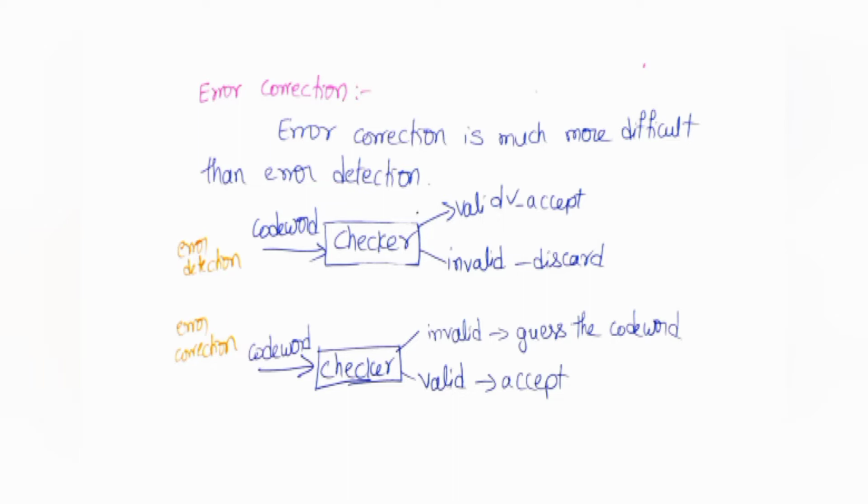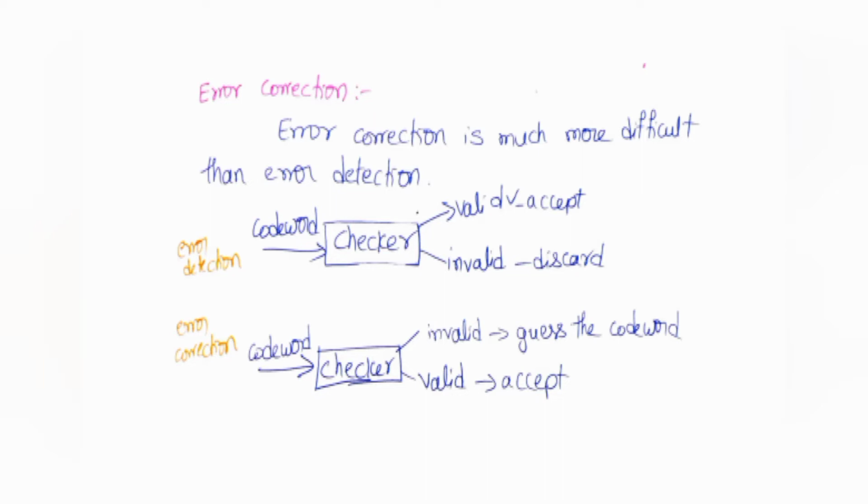So what is the difference between error detection and correction? In the case of error detection, we are just finding whether there is any error or not in the given message. If the message has an error, then the receiver won't accept it, it will simply discard the message, right? So in the error detection mechanism, the checker will accept the code word, that is the message, and check whether there is any error or not. If there is any error, it will consider it invalid and discard the message. If the message does not have any errors, it will take it as valid and accept the message.